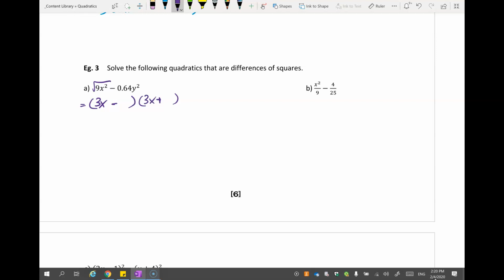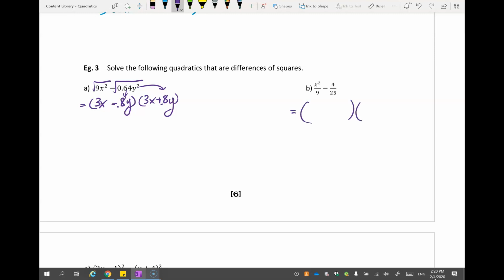Now we're going to have the same thing for the second term. We're going to square root this, and whatever we get is going to be in the same place for each. So that's going to end up there. So the square root of 0.64, well, we know the square root of 64 is 8. And we definitely know that the square root of y squared is y. But we have to account for this 0.64, so this is just going to be 0.8. And then that's it.